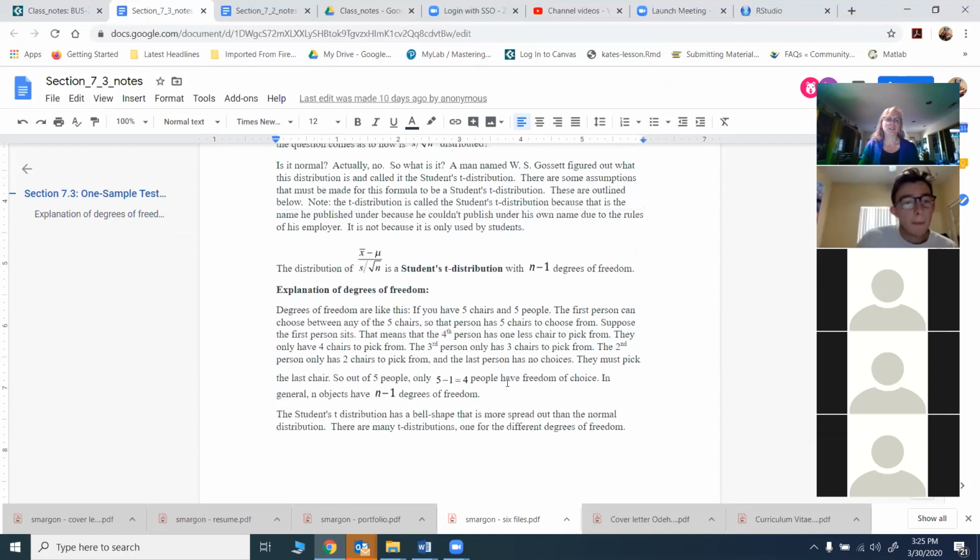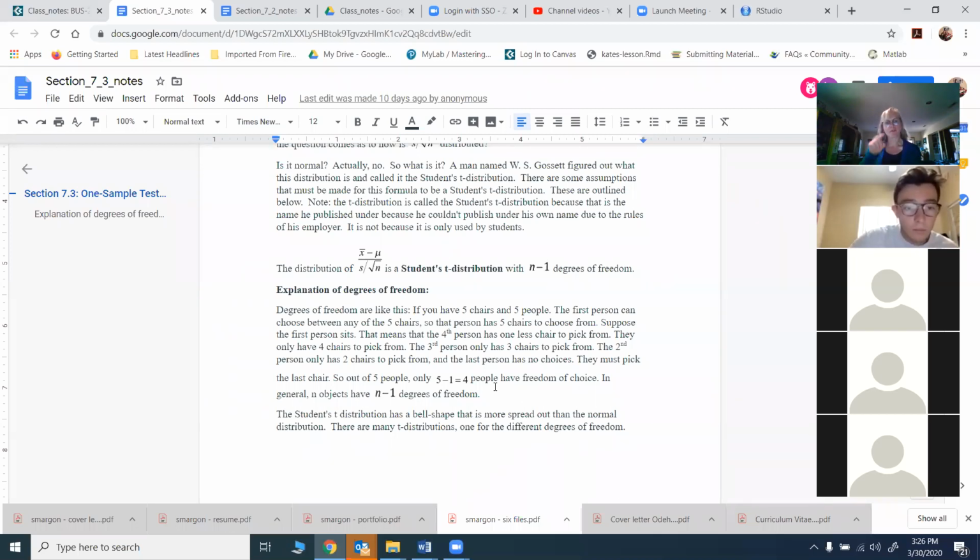I usually do this in class where I have people come up with their chairs, but we don't have chairs and we can't do that. But we're going to kind of look at what's happening here. Let's say we have 5 students with 5 chairs. The first person gets to choose from how many different chairs to sit in? 5. That person then sits in a chair. So the next person has how many choices to pick from now? 4, because there's one less chair. That person sits down. The next person has how many chairs to pick from? 3. And so on and so forth.